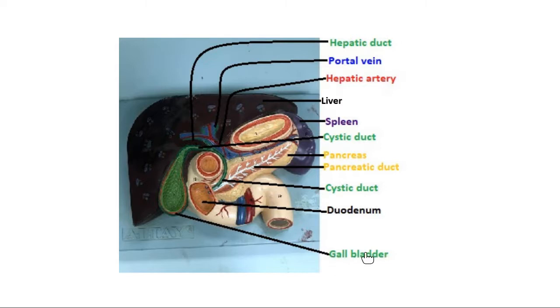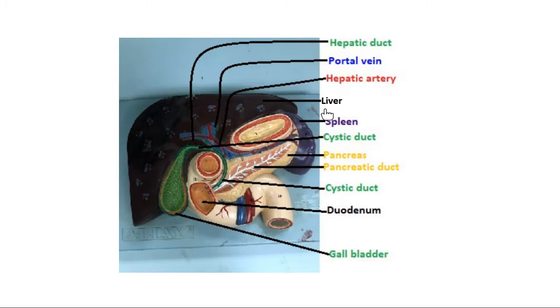What is your answer? Your answer will be the gallbladder. Question B will be the parts of the gallbladder. What are the ducts of this structure? You should write cystic duct, common hepatic duct, common bile duct. These are the ducts of the gallbladder. Then the pancreas: what duct is present? You should write pancreatic duct.